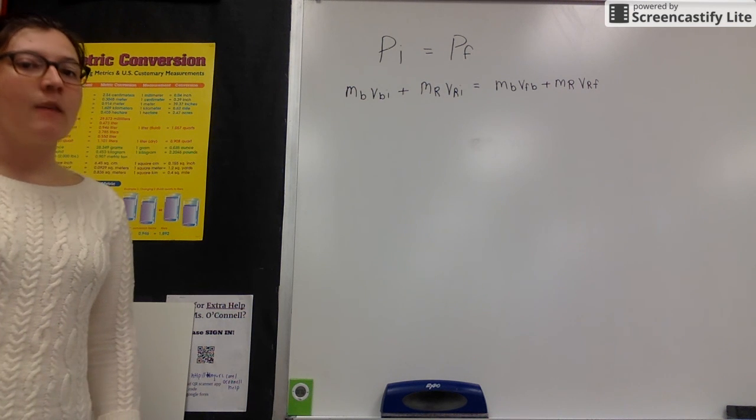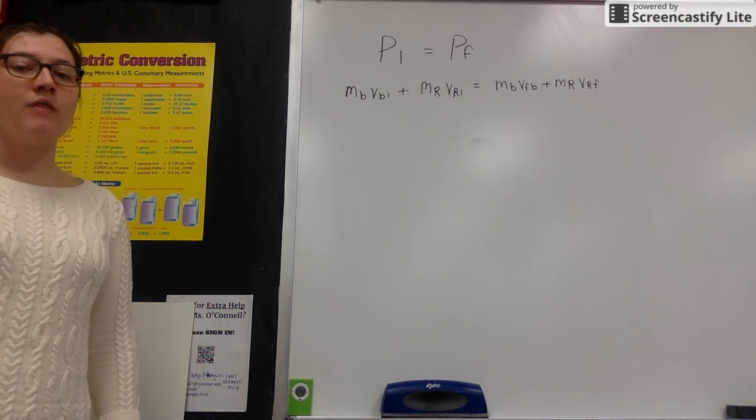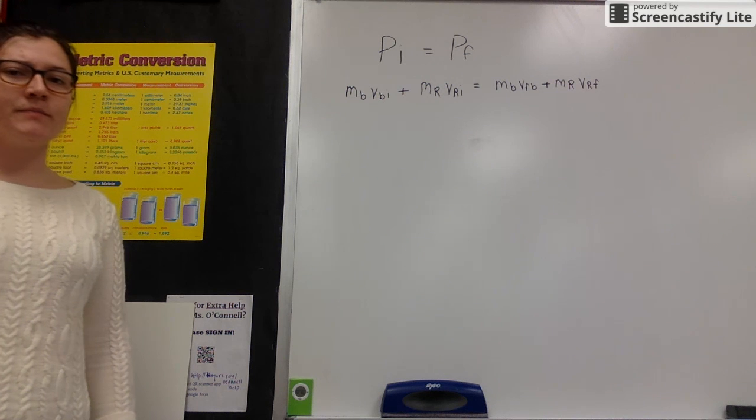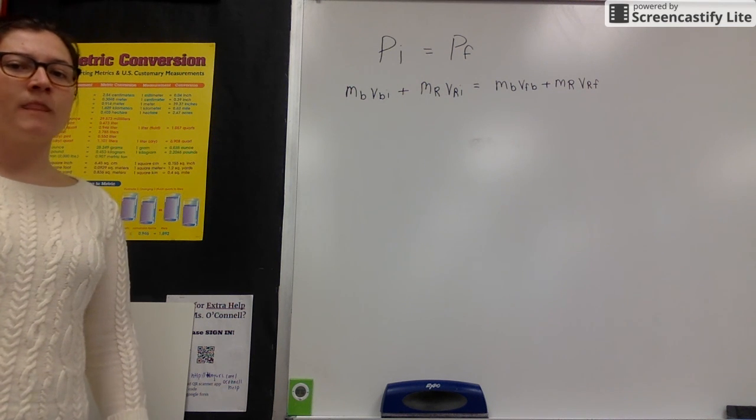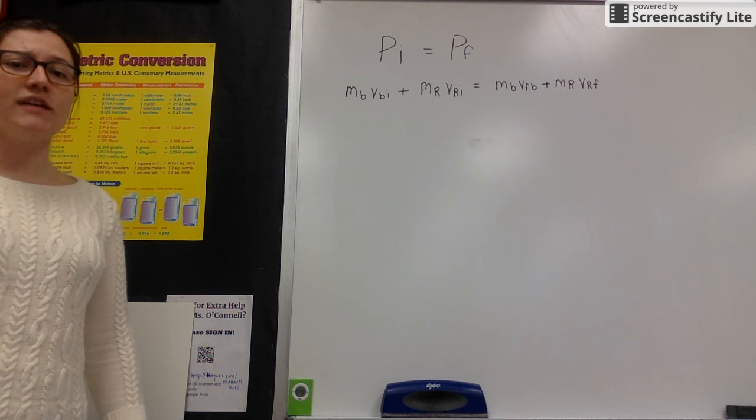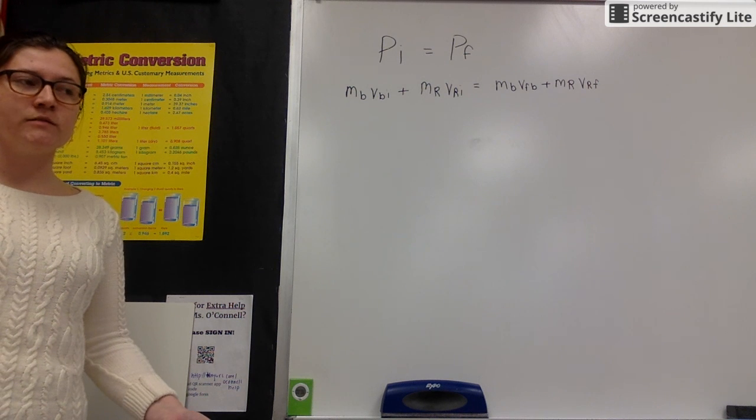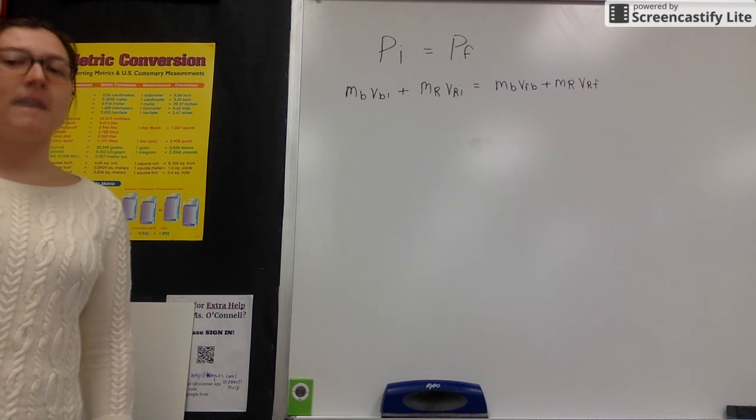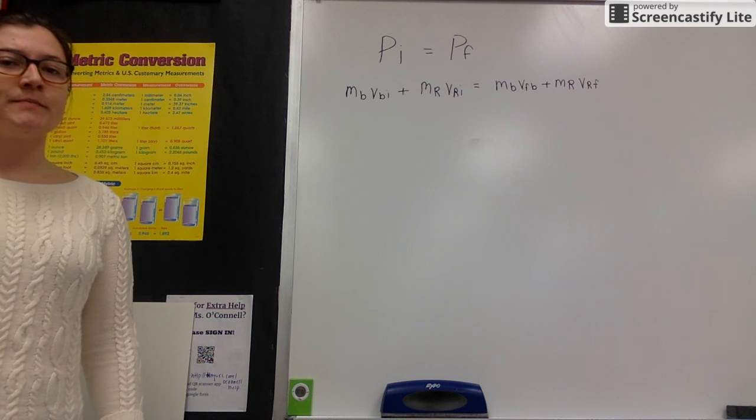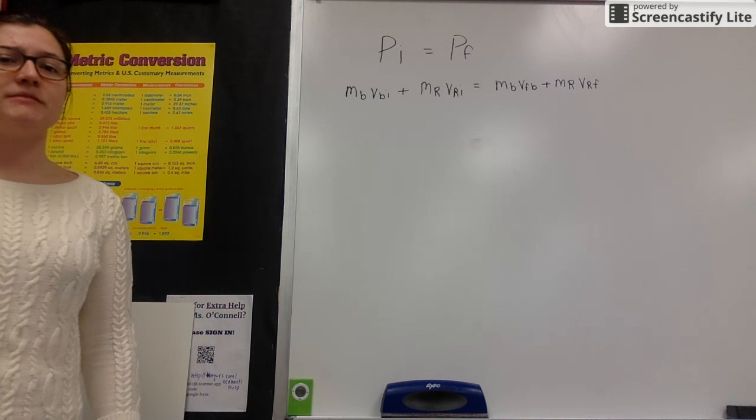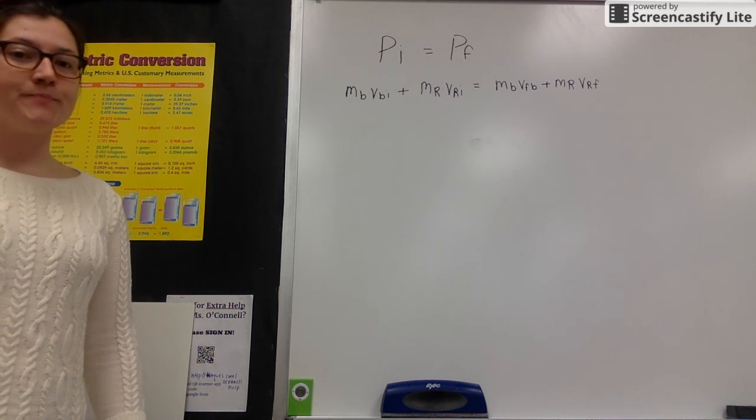P initial, the momentum before the interaction, equals P final, the momentum after the interaction. So we're going to put it in the context of our bullet and our rifle. The mass of the bullet times the initial velocity of the bullet, plus the mass of the rifle times the initial velocity of the rifle, is going to equal the mass of the bullet times the final velocity of the bullet, plus the mass of the rifle times the final velocity of the rifle. So let's plug in what we know.